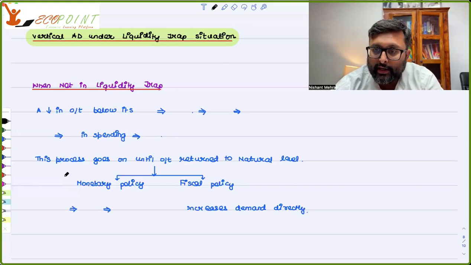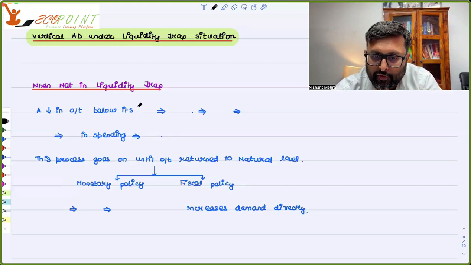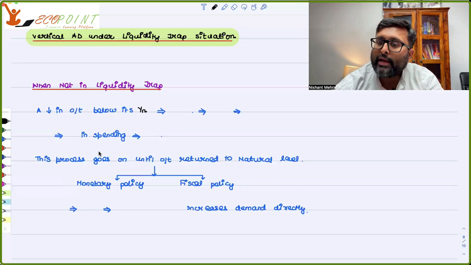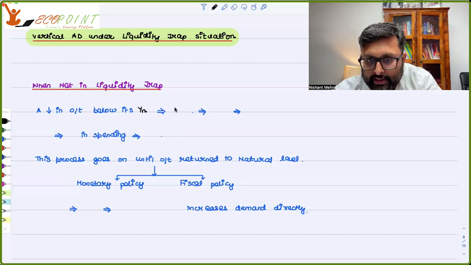So how does the aggregate demand curve look in a liquidity trap situation? First of all, look at what happens when we do not have the liquidity trap situation. Suppose the output falls below the natural level of output. If output is below the natural level of output, your demand is lesser. If demand is going to be less, it means that prices are going to fall. If prices are going to fall, then M by P is going to increase.